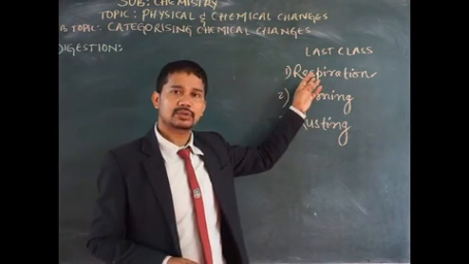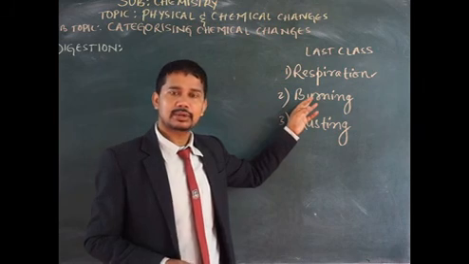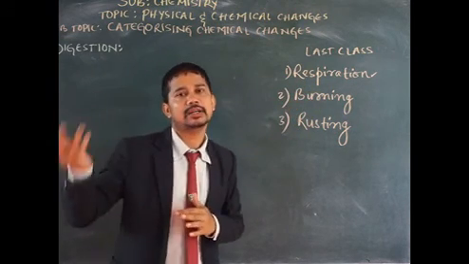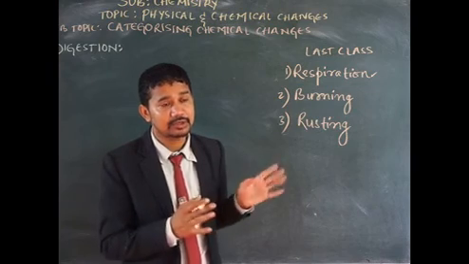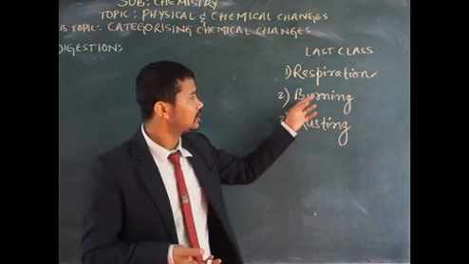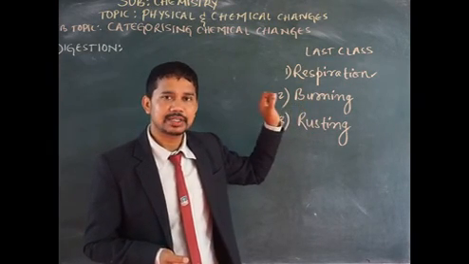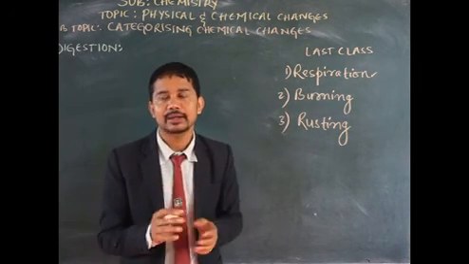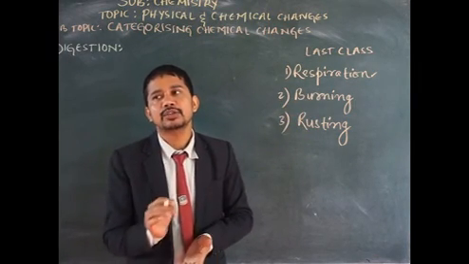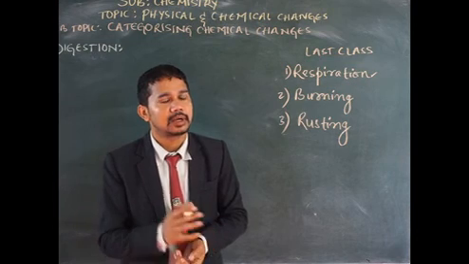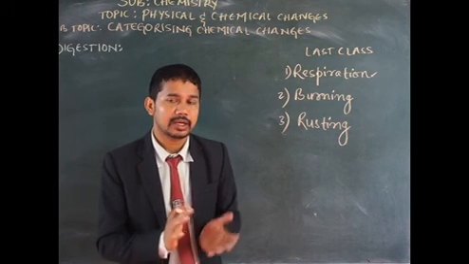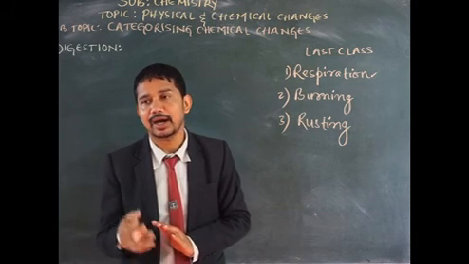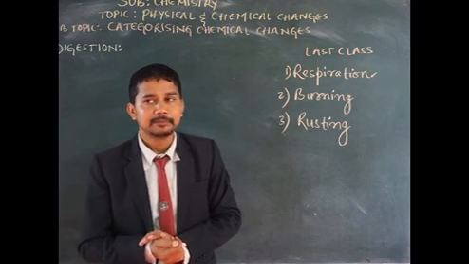So this is exothermic. Burning is also a chemical change in which a substance totally burns into another new substance. That means a new substance is formed, and this also releases a lot of heat, so it is also exothermic. Rusting: in rusting, iron combines with oxygen and water together, you can say moist air. When iron combines with moist air, it gives rust, which is hydrated iron oxide.